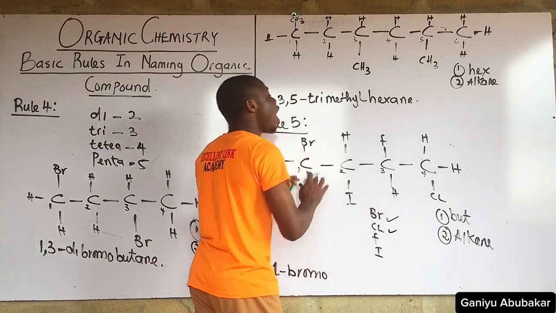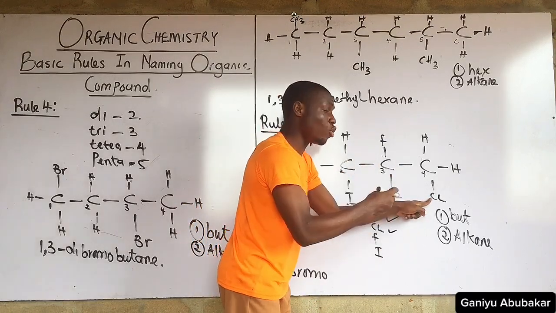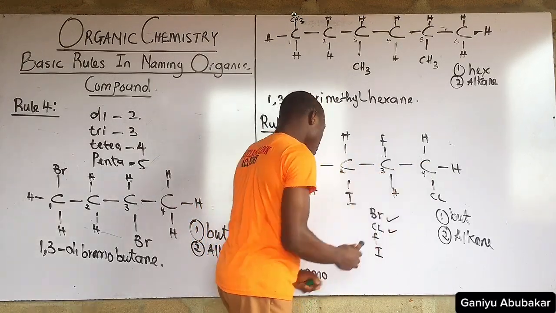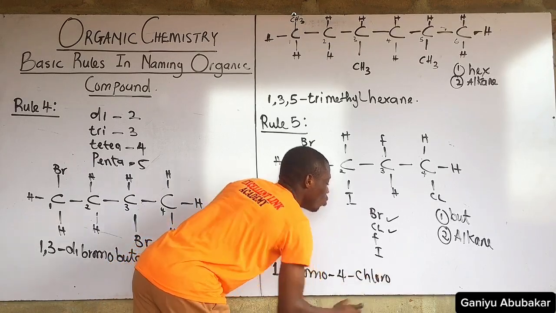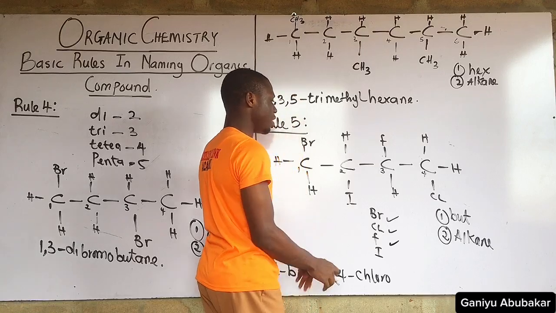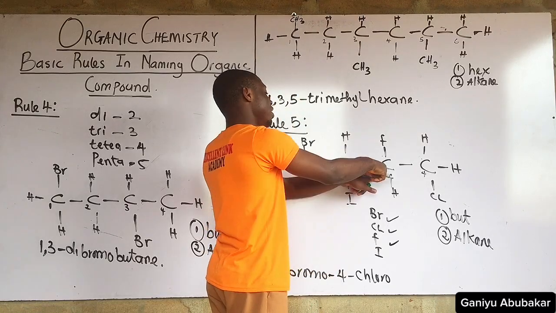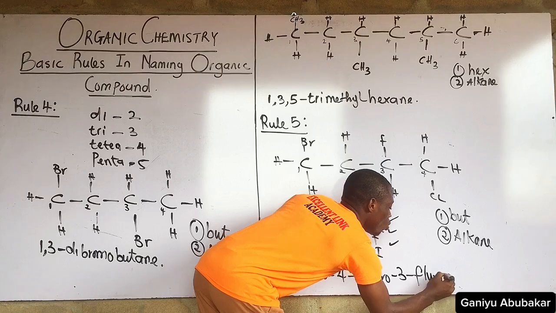Move to chlorine. How many chlorine here? Just 1 chlorine. What's the position of the chlorine? Attached to carbon 4. That becomes 4 chloro. I'm done with chlorine. Move to fluorine. What's the position of fluorine? Fluorine is attached to carbon 3, right? So that becomes 3 fluoro.